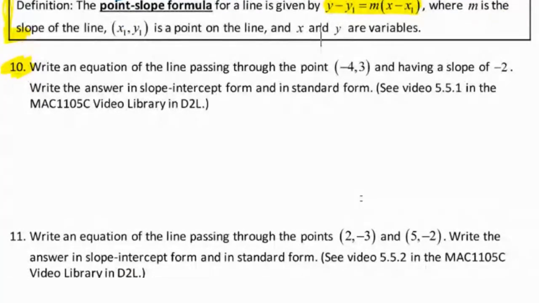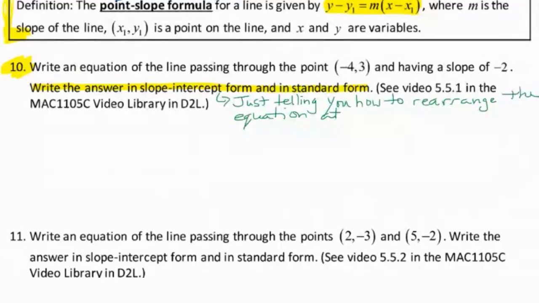So let's look at number 10. It says, write an equation of the line passing through the point -4, 3, and having a slope of -2. It's going to often tell you what form they want you to write the answer in. Like here it says to write it in slope-intercept form and in standard form. That does not dictate, though, which form you use to actually get the equation. This just tells you how to rearrange the equation at the end. You don't actually use those necessarily to write the equation of the line.